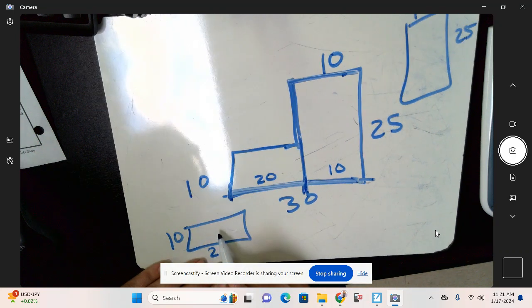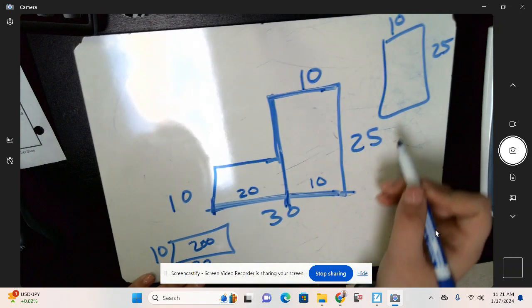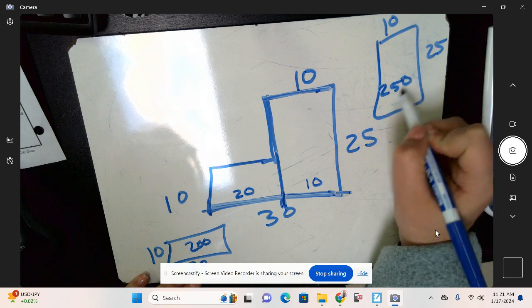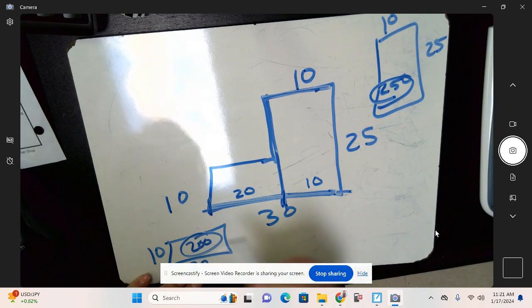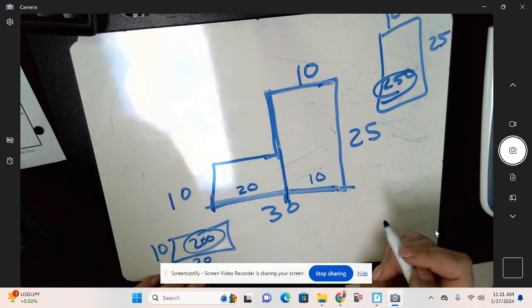So I need to find the area of this rectangle right here. So I would do length times width, and I would need to add those two pieces together to find my total area. And that's it.